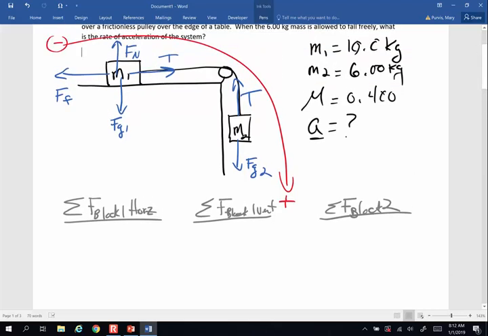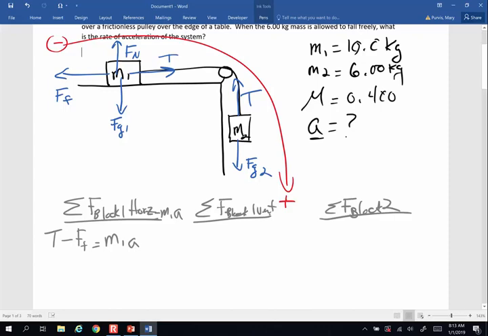Summing the forces on block 1 horizontally. Tension is in the positive direction, so tension minus the force of friction, which is in the negative direction, is going to make mass 1 accelerate. And I forgot, didn't I? The sum of the forces horizontally is going to make mass number 1 accelerate, because we're asked to find the acceleration, so we know the whole system is accelerating.